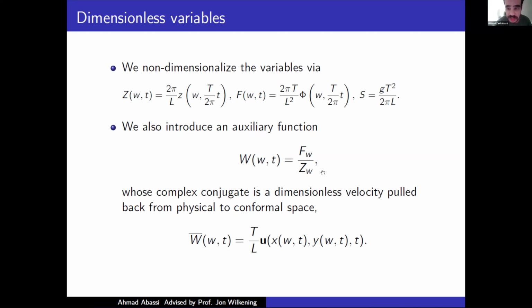And much like they did, we define an auxiliary non-dimensionalized big W function that's the ratio of the conformal spatial derivatives of f to z. And the complex conjugate of this, a dimensionless velocity, is actually pulled back from physical space to conformal space, where it's indicated at the bottom of the slide.